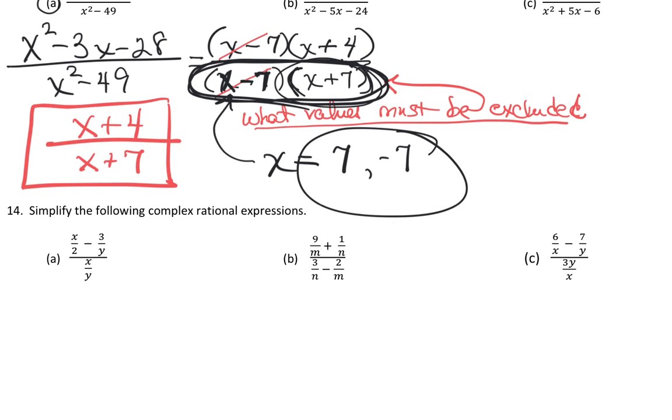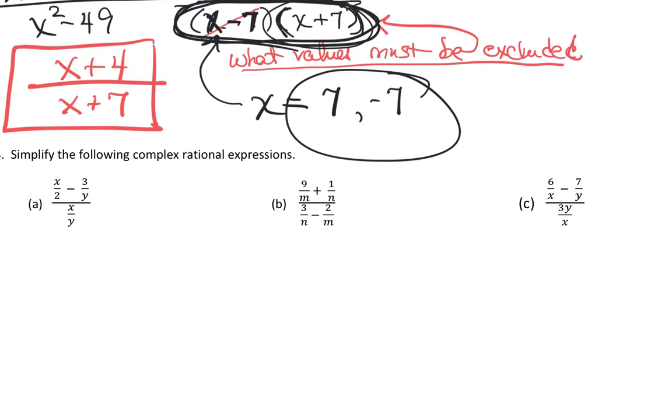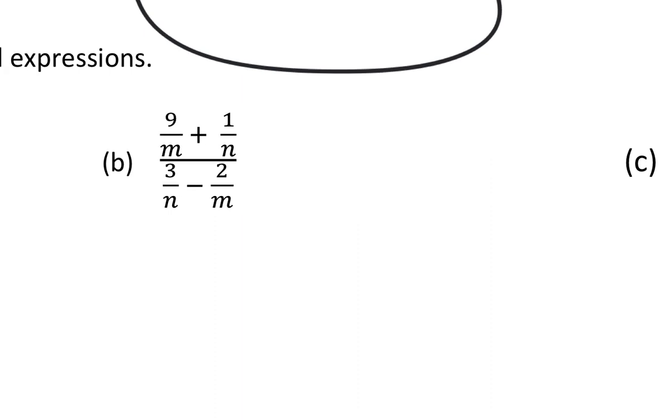Please don't forget that. Okay, finally, let's do the complex rationals. I don't know, let's do B. Remember my shortcut method. We are just trying to simplify, which means turn all of this with 4 different fractions into one main fraction. My shortcut method is look at all the denominators and find something common to all of them, which would be m times n, right? mn. That's what we're going to multiply by.